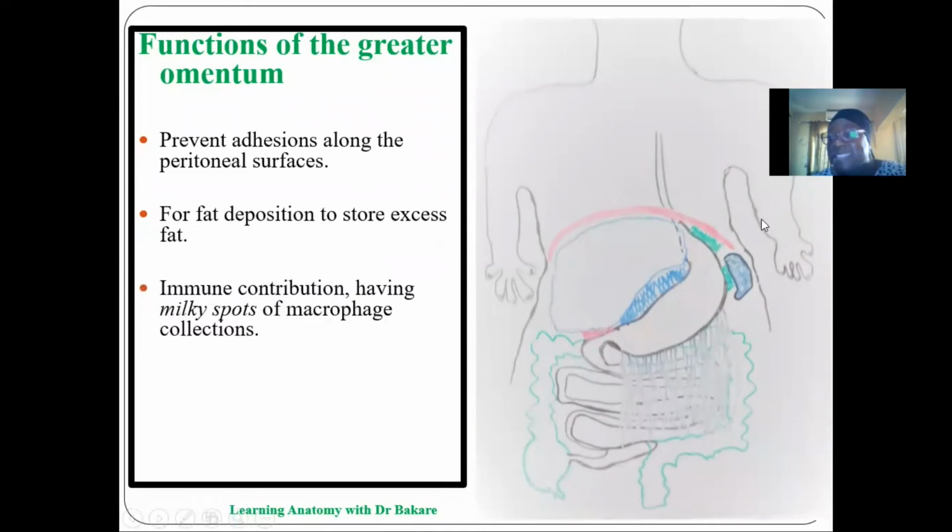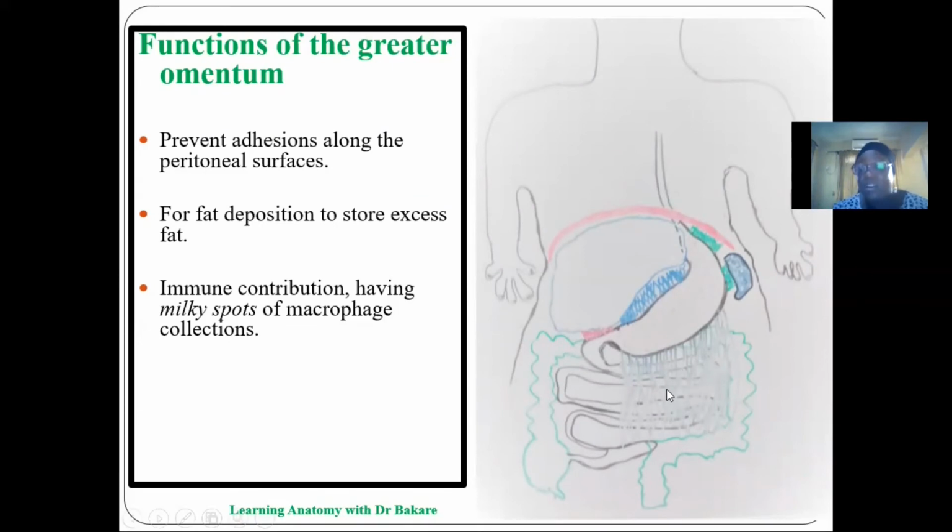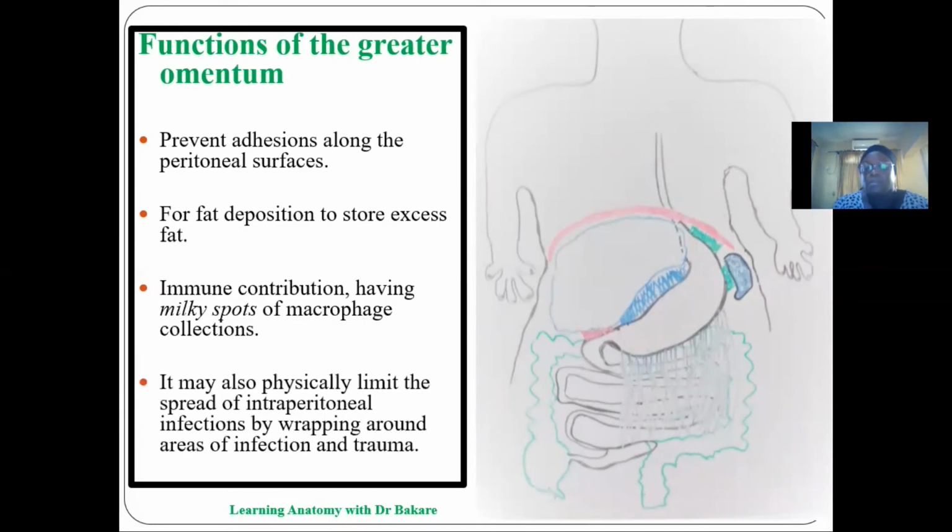It also presents immune property. If you look at the surface of the greater omentum, you see that there are milky spots on it that help to attack foreign organisms that find their way into the abdominal space. Then finally, it also helps to limit the spread of diseases, intraperitoneal infection. And it does this by wrapping around the organs that are infected.